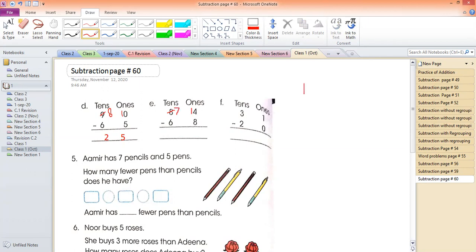Draw 14 lines. 1, 2, 3, 4, 5, 6, 7, 8, 9, 10, 11, 12, 13, and 14. Cut how many lines? 8. Very good. 1, 2, 3, 4, 5, 6, 7, 8. How many lines are left? Count. 1, 2, 3, 4, 5, 6. So 14 minus 8 is equal to 6. You will write here 6.